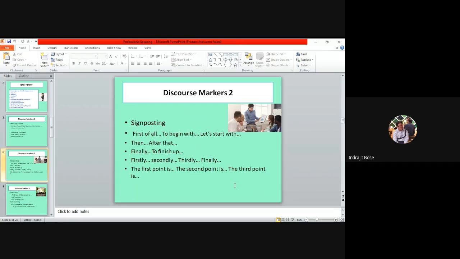And also, during presentations, particularly, we follow this technique called signposting, where we say something like this. First of all, I'm going to begin with this. Then I will go on to that. After that, finally, I will finish up with this. Or firstly this, secondly, thirdly, and finally. The first point is this, the second point is something else, and the third point is so and so. So these are certain ways of speaking.